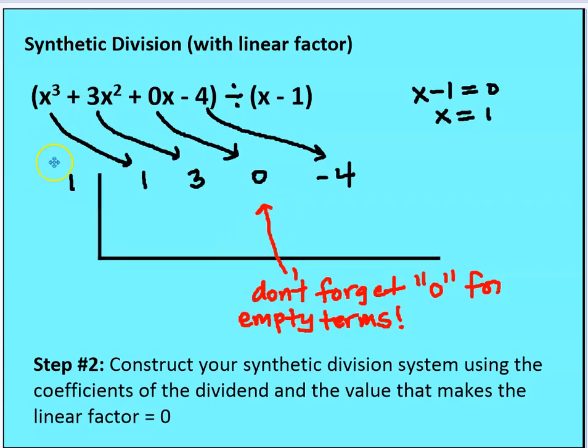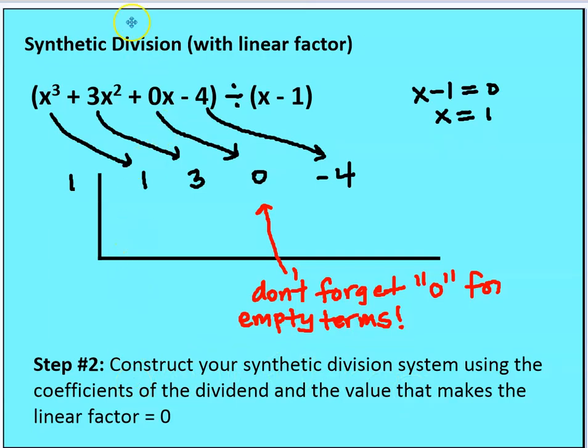So let's see how that works. All right, so I'm going to set up this kind of backwards L. My linear divisor of 1 that I just generated from the previous slide becomes this value here, outside and to the left and in the upper left of my reverse L. Then I'm going to place the coefficients in order using, again, the placeholder here for 0. In standard form, 3, 2, 1, constant value, coefficient 1, coefficient 3, coefficient 0, coefficient negative 4, not forgetting the empty terms. And then I'm going to construct my synthetic division system here.